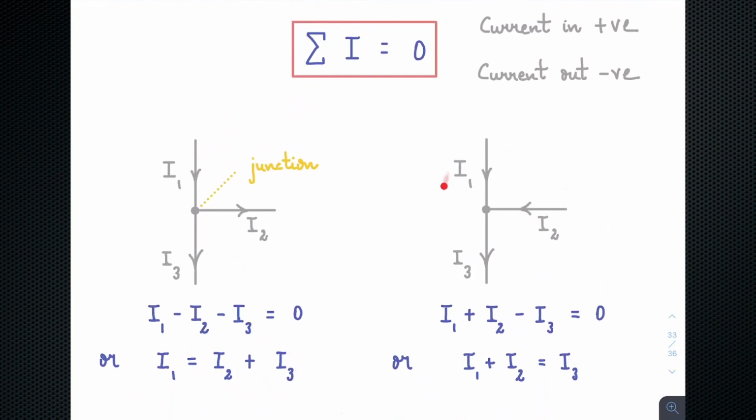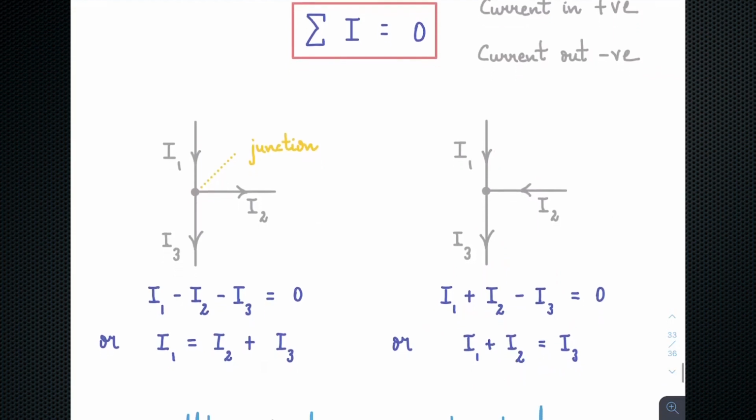If, on the other hand, we have this situation where I1 and I2 are entering the junction and I3 is exiting, then I1 and I2 are positive, whereas I3 is negative. So in other words, I1 plus I2 minus I3 must be 0, or I1 plus I2, that is the total current entering the junction, must be equal to I3, which is the current exiting the junction.